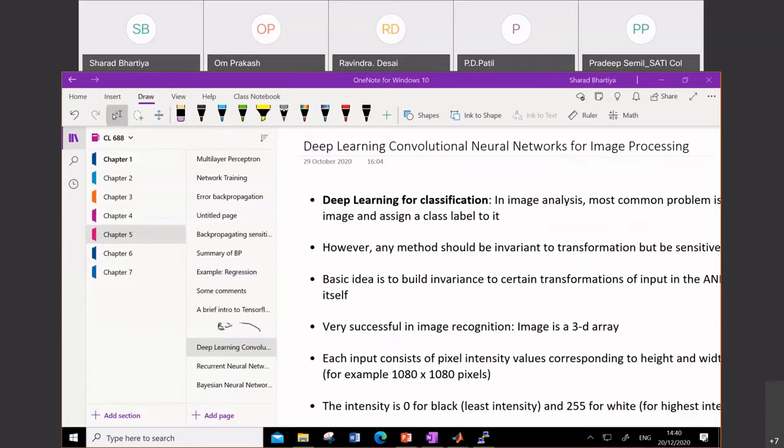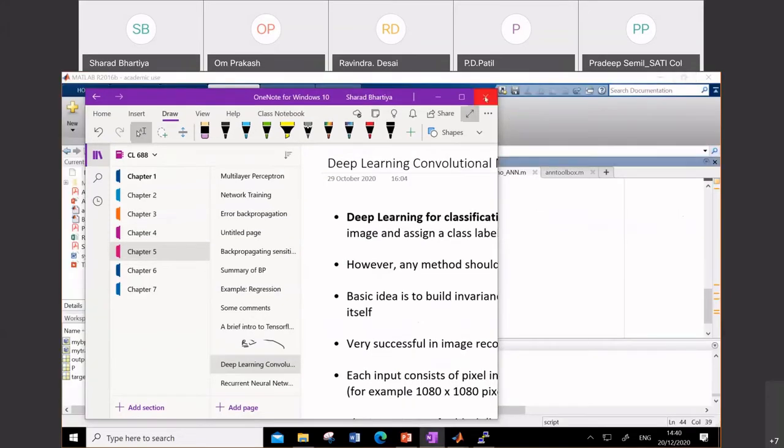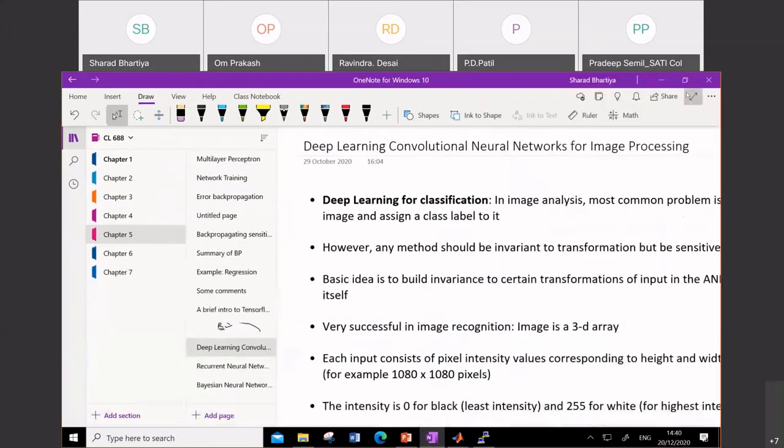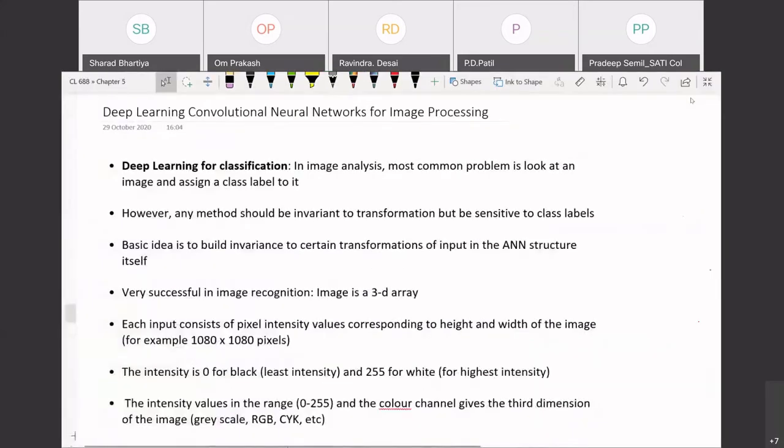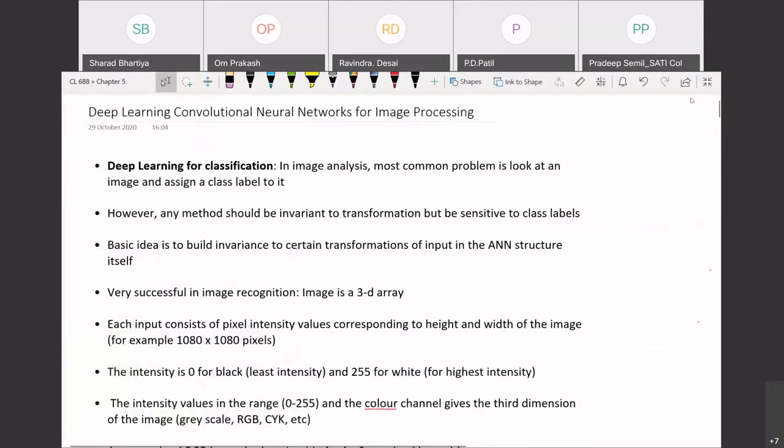You can just start by going through some website, and you can start working directly. Okay, so let me do deep learning using convolutional neural networks.